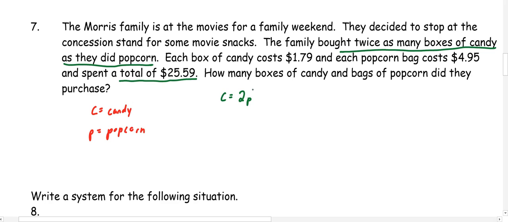Then our other equation, we need to figure out how to equal the total money they spent. So we know that they spent $25.59. So we have to add the cost of the items together to get the total. So we know that a box of candy is $1.79, so we have 1.79C plus how much they're spending for popcorn, so 4.95P, and that will equal the total they spent at the concession stand.